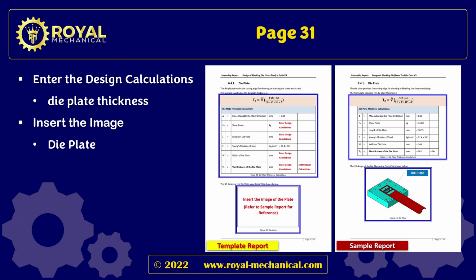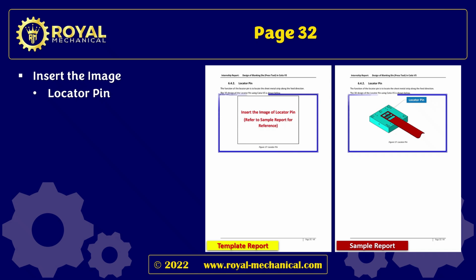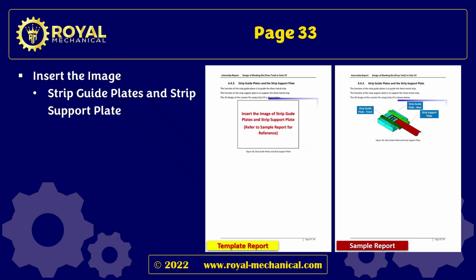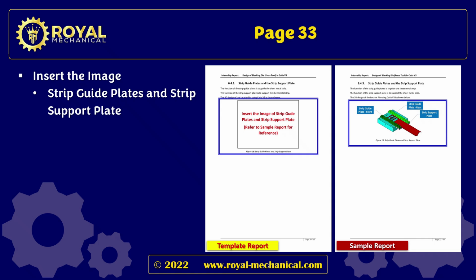Page 31. Enter the design calculations related to die plate thickness. Also, insert the image of the die plate. Page 32. Insert the image of the locator pin. Page 33. Insert the image of strip guide plates and strip support plate.